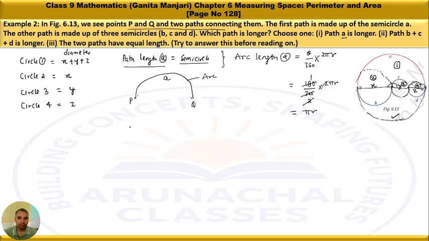Now let us find out path length B, path length C and path length D together. Then we need to compare whether these three together and the single A length are comparable in what way. So let us find for B first. So here it is, this way it is given.